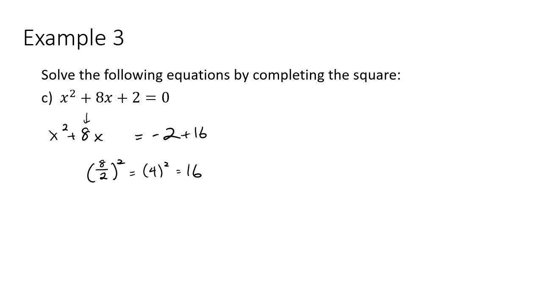All right, let me change the color of that just for emphasis. All right, so the thing on the left always factors into the same thing. X plus b over 2, which is a positive 4 this time, squared. And this is going to be equal to negative 2 plus 16, or 14. Square root property, take the square root of both sides. X plus 4 is equal to plus or minus the square root of 14.